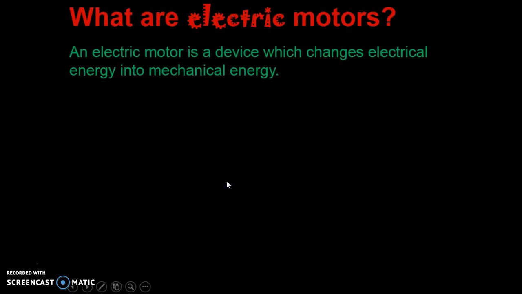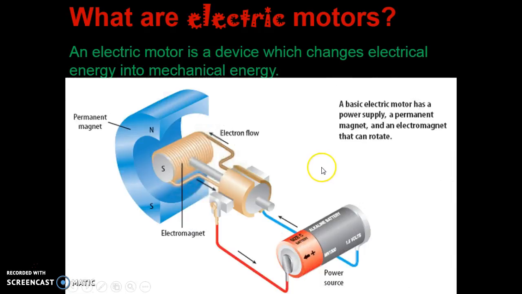So real quickly, and we're going to talk about this in a real general sense, is an electric motor. An electric motor is a device which changes electrical energy into mechanical energy, and we use these all the time. You may not have ever seen one set up like this, but this is basically how an electric motor is. It's a power supply, like a battery, a permanent magnet, which would be something like this, and an electromagnet that can rotate.